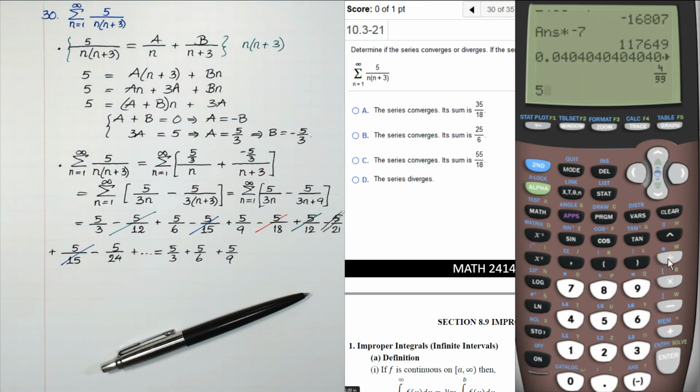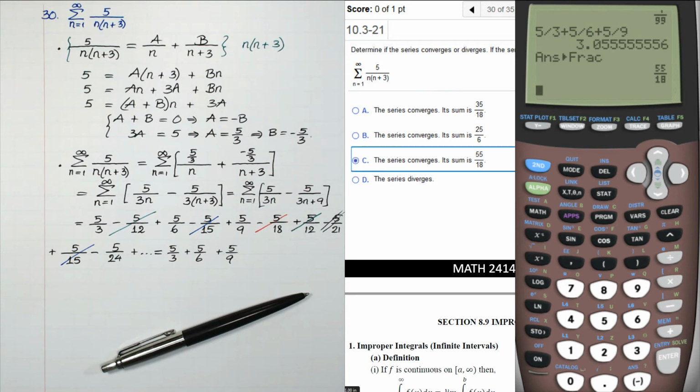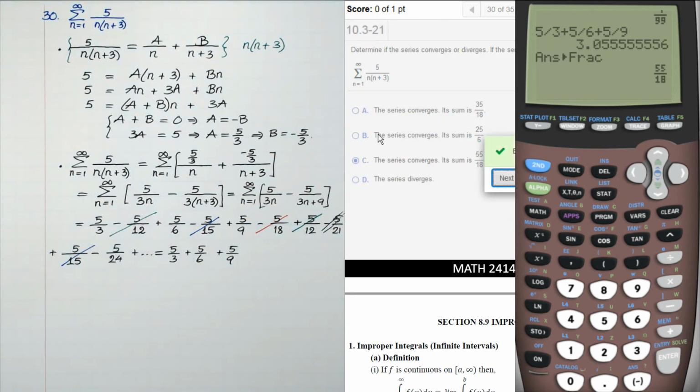So it's sort of like the telescoping series, but they do not cancel right away, it takes some time to write out the terms. The answer is 55/18. Right, so we have to do the partial fraction first.